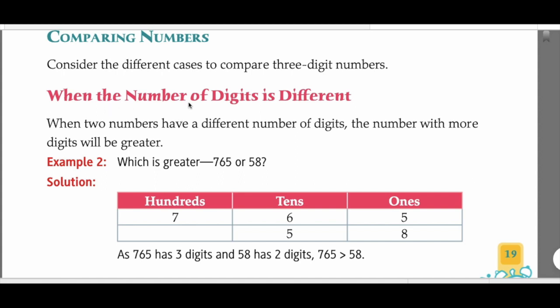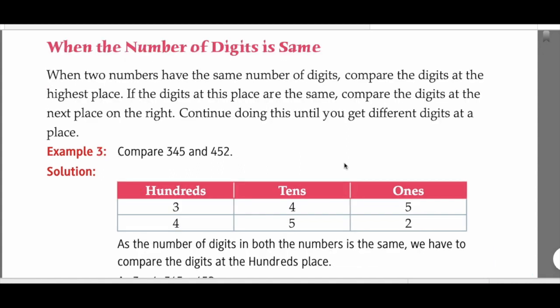Yes, when two numbers have a different number of digits, the number with more digits is greater. Which is greater? We have a 3-digit number and a 2-digit number. It is obvious that the 3-digit number is greater. So we put the crocodile mouth, imagine this is the mouth of the crocodile, coming to eat the 765. So we can say that 765 is greater than 58.